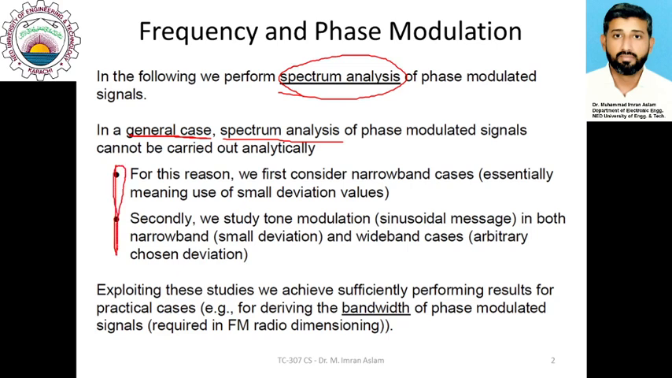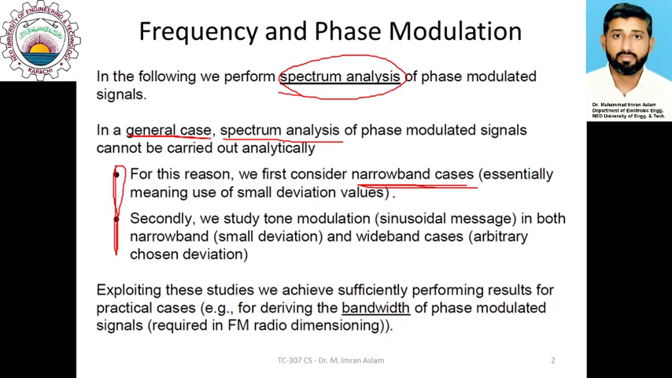So we'll be discussing two special cases and then we'll try to generalize the result in order to have a sufficient bandwidth criteria for FM and PM signals. For this analysis, first we will consider a narrowband case. A narrowband case is the one where we have small deviations. The phase deviation is considerably small, and in that case we will be having a relatively small band. That's why we call it a narrowband case.